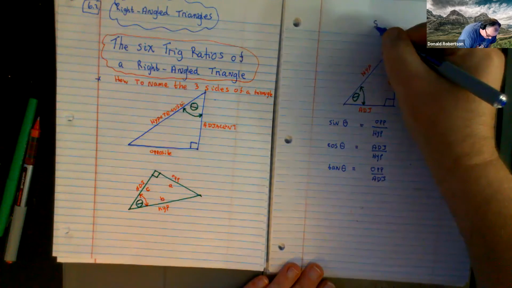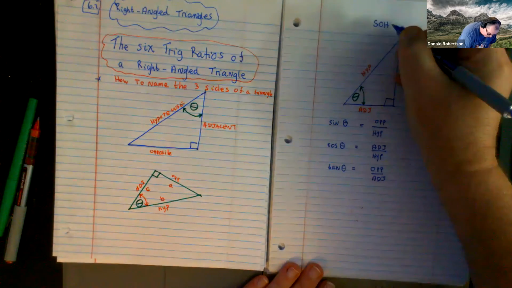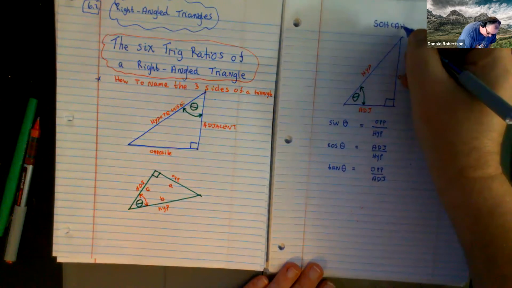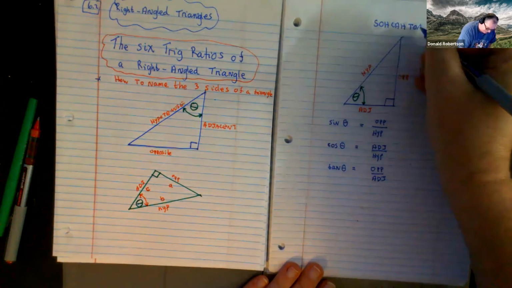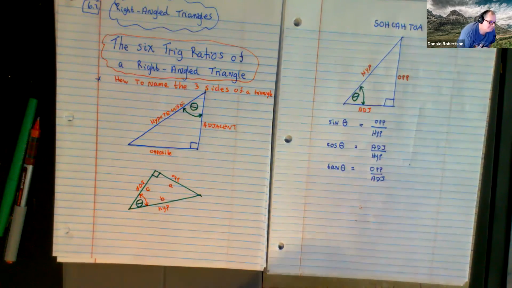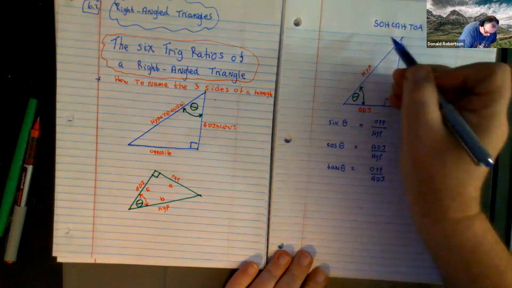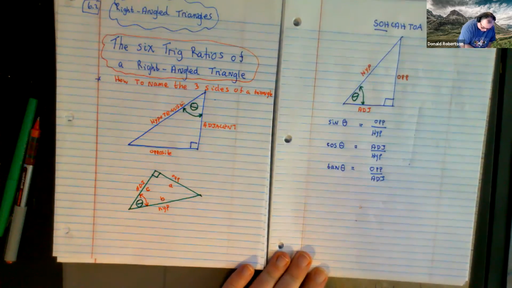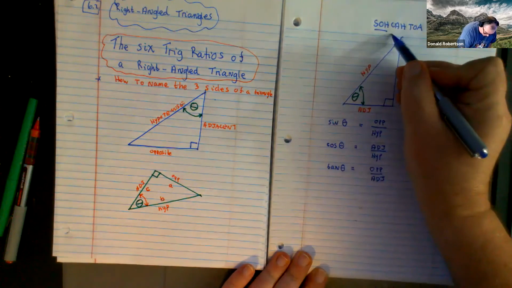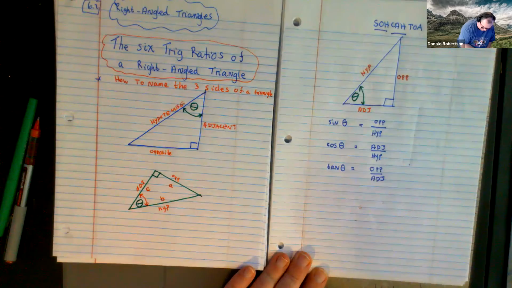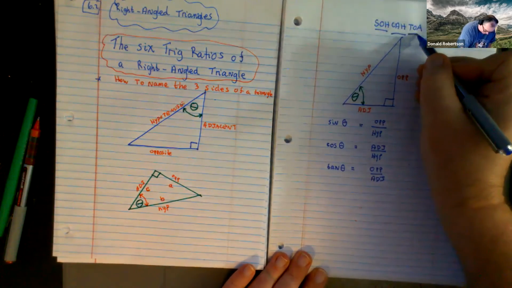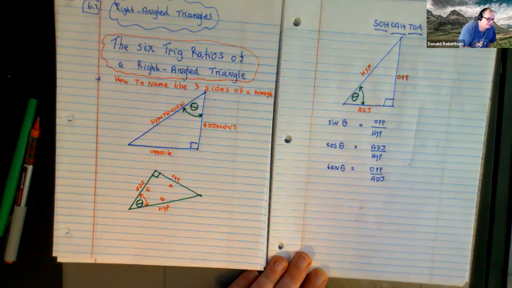In this case, the mnemonic is SOHCAHTOA. Any of you remember SOHCAHTOA? You might have heard it in high school or something, right? The sine is opposite over hypotenuse. The cosine is adjacent over hypotenuse. And the tangent is opposite over adjacent. Isn't that a cool little word to help you remember all the different combinations?